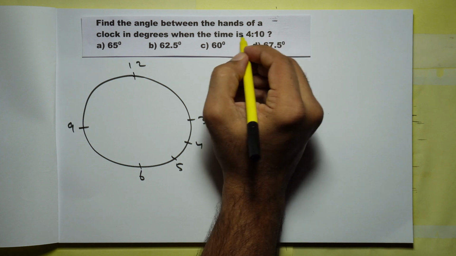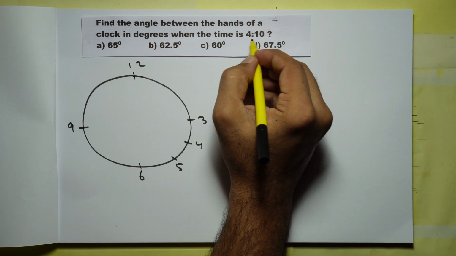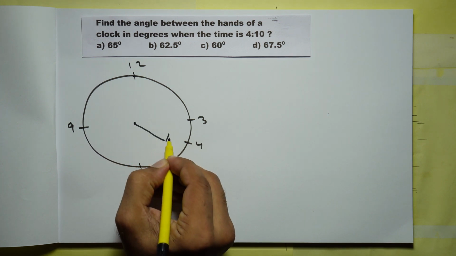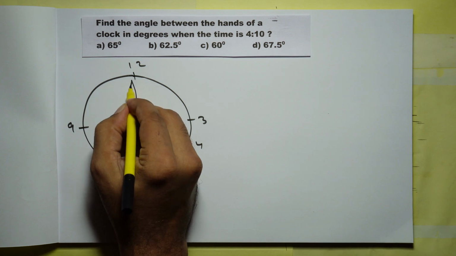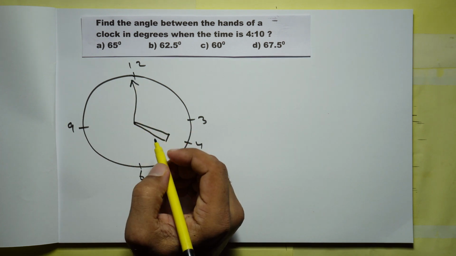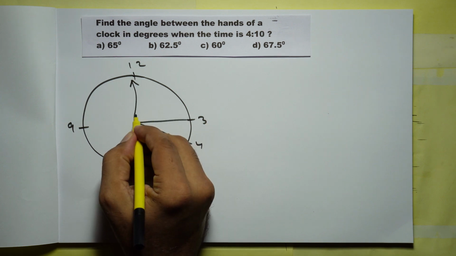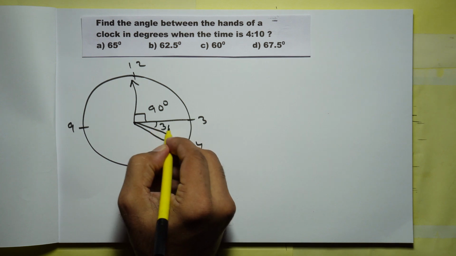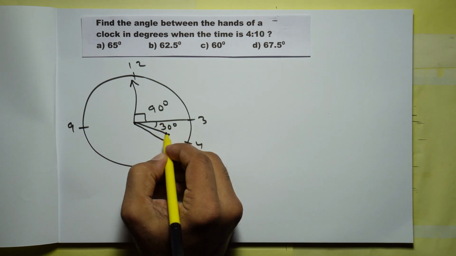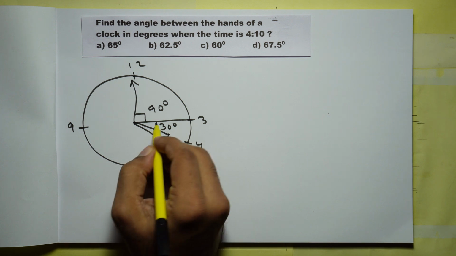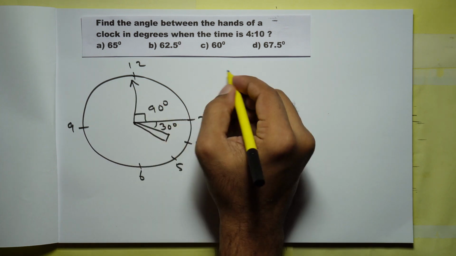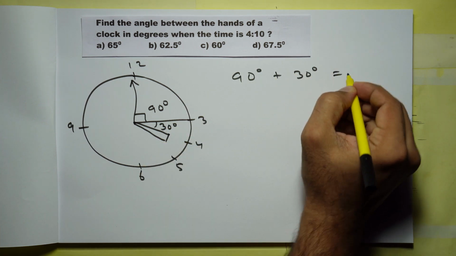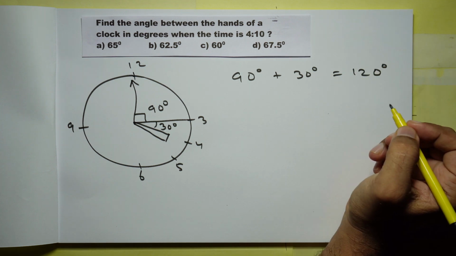So first we'll find out the angle between the hands of the clock when the time is 4 o'clock. At 4 o'clock the hour hand will be here and the minute hand will be here. Then what will be the angle? From 12 up to 3 this angle is 90 degrees, and between 3 and 4 this angle is 30 degrees. Angle between any two successive hours is 30 degrees. So exactly at 4 o'clock, from 12 to 3 the angle is 90 degrees, then between 3 and 4 is 30 degrees. So altogether the angle will be 120 degrees.